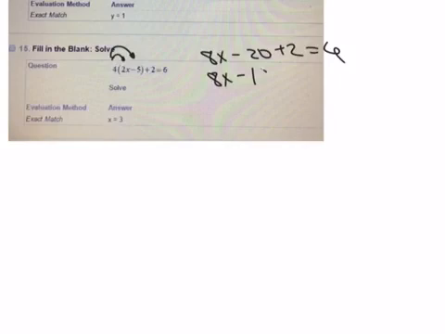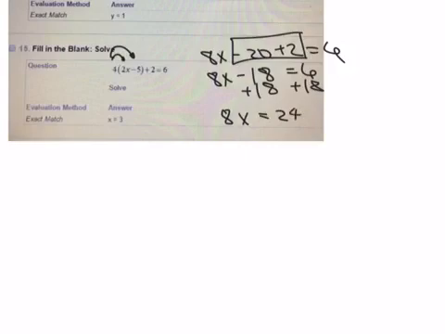So number 15, I'm doing the same thing. I'm going to distribute first since I can't do anything in the parentheses using PEMDAS, so I'm going to do my distribution first. So I'm going to get 8x minus 20 plus 2 equals 6. So 8x minus 18 equals 6 because I combined these two. I'm going to add 18 to both sides, and I get 8x equals 24 because those go away. Then I divide by 8, and I get x equals 24 over 8, or 3.